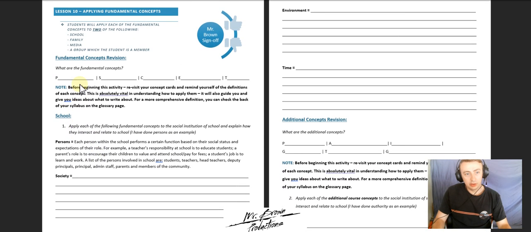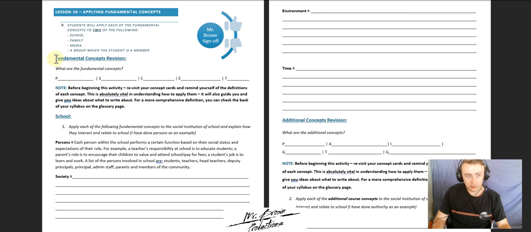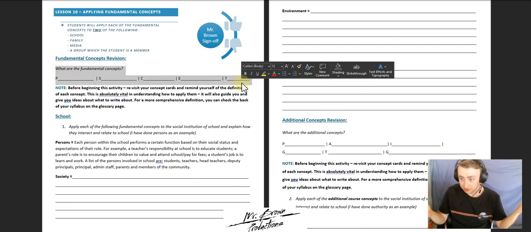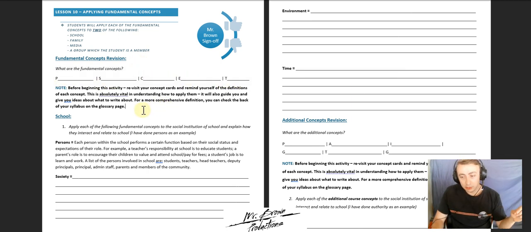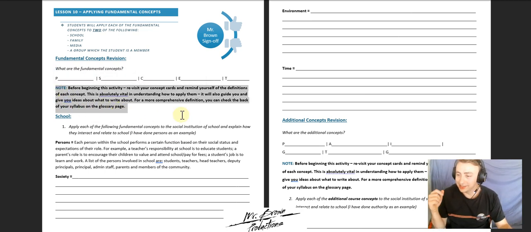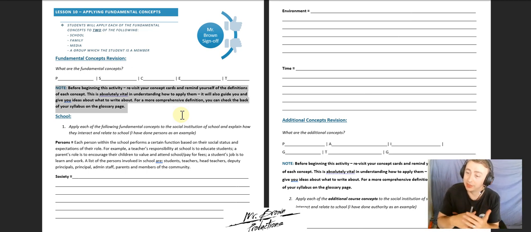The first activity I want you to do is a bit of a revision activity. I want you to tell me what the fundamental concepts are. I've given you a little hint, I've started off with you. Once you've done that, before you start this activity, it is a really good idea to revisit your concept cards and remind yourself of the core definitions of each concept, because this is absolutely vital in applying them properly.